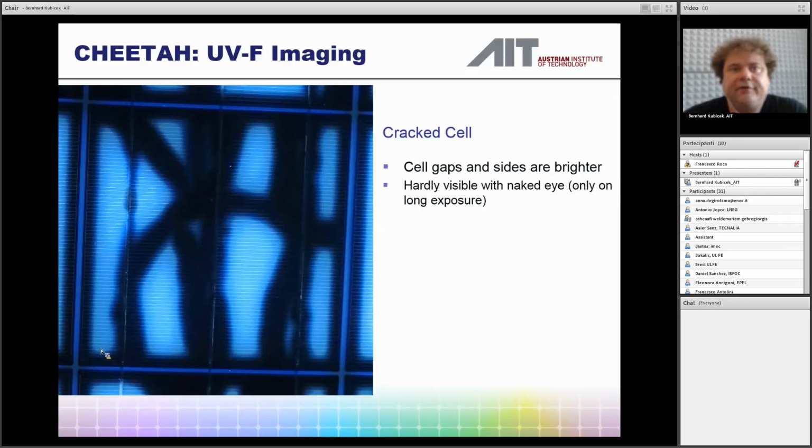Then on the next slide we have a cracked cell. There you will see that from the crack positions, you also have the emission of these dark areas. And if the cracks started at the same time the module was put outside, they will have the same thickness to both sides of the crack, compared to the edge of the cell.